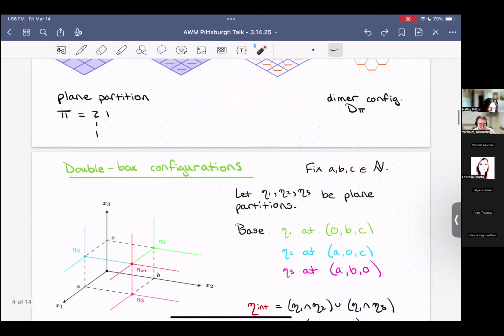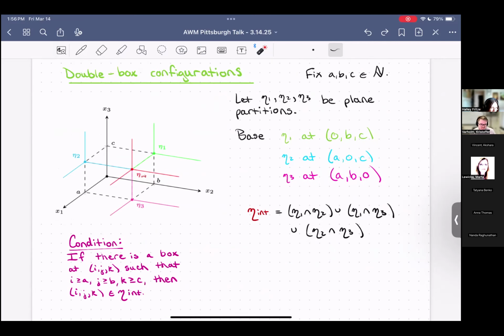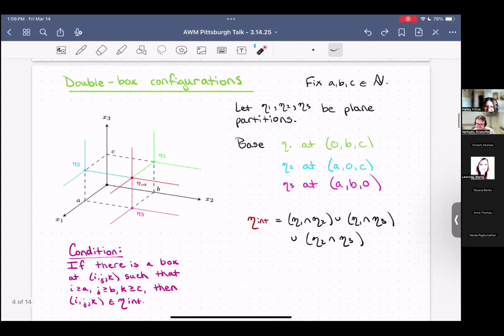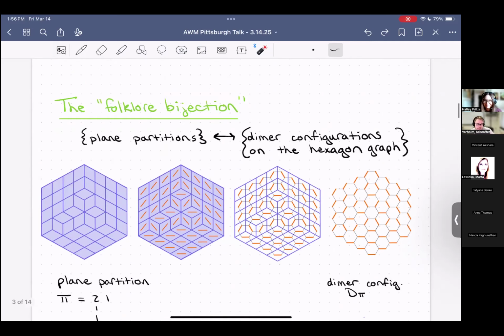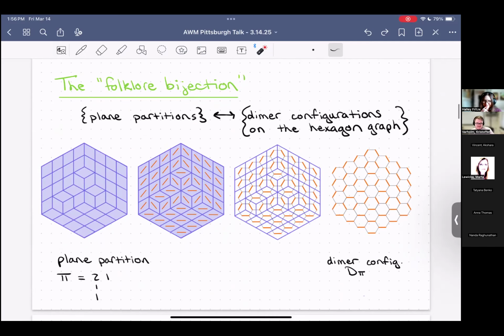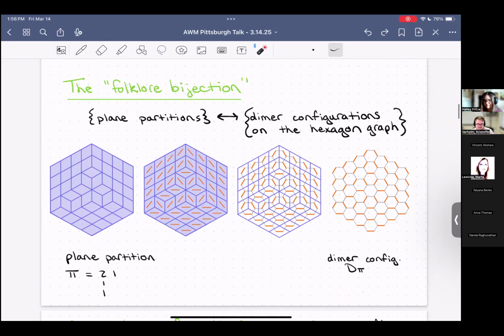Now let's get to what is a double box configuration. Just a quick question: why is it called a folklore bijection? That's a good question. I don't know. I learned this from my advisor. I don't actually know if other people call it this or not. This is what he calls it. I think also because it's a visual thing happening here.